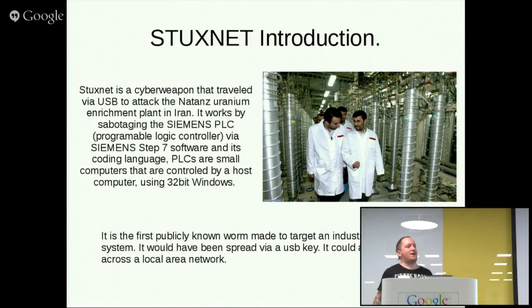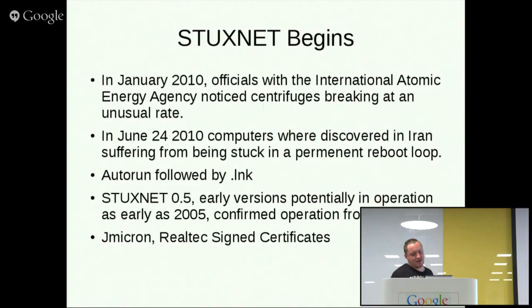How many people have already heard about Stuxnet? Okay, cool. So you all came here for Stuxnet then. Stuxnet is a cyber weapon that traveled via USB to attack the Natanz uranium enrichment plant in Iran, sabotaging the Siemens programmable logic controllers through their Step 7 software, which ran on Windows and which they were using to program the logic controllers. It's the first publicly known worm made to target an industrial system that spread via a USB key, which, as I'll go on, I don't think is that amazing in some regards.